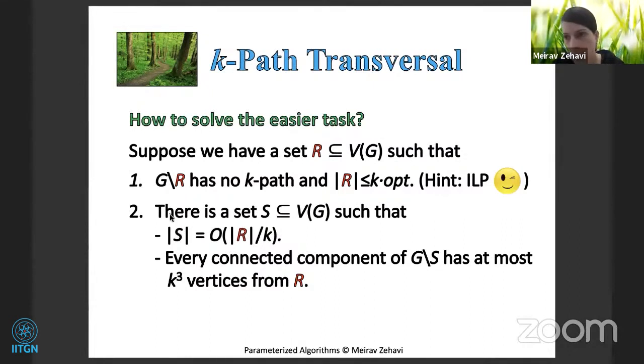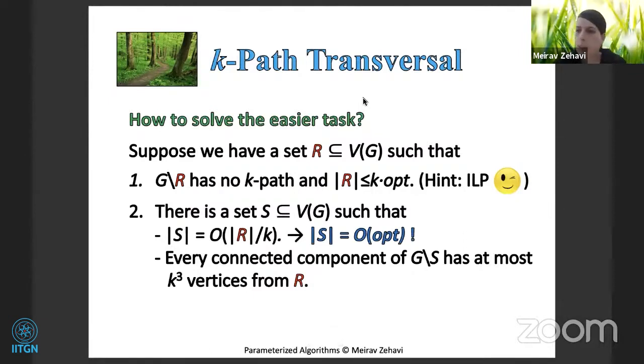Notice that the second condition here is existential. We want to say that there exists some set S such that its size is small, and when you remove it, every connected component has at most k to the power of 3 vertices from R. Let's try to understand what is the meaning of this set S. How does it help us in achieving our goal? Our goal was to find a set of size at most order log k times opt, such that when we remove it, every connected component has solution size at most k to the power of 3. How is this related to what properties we want from this set S?